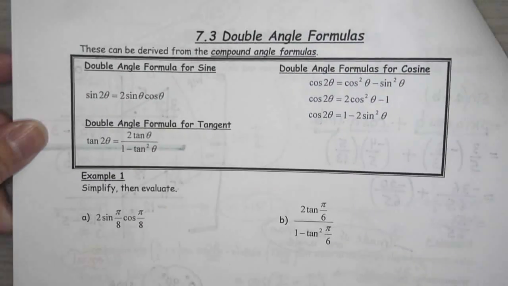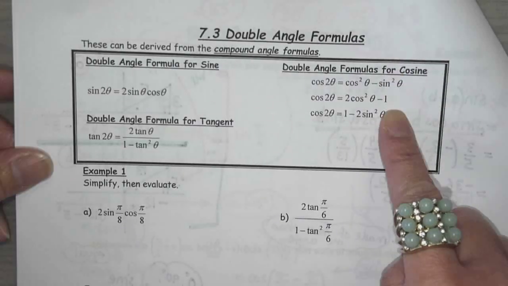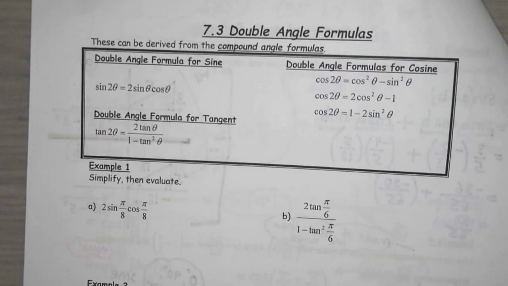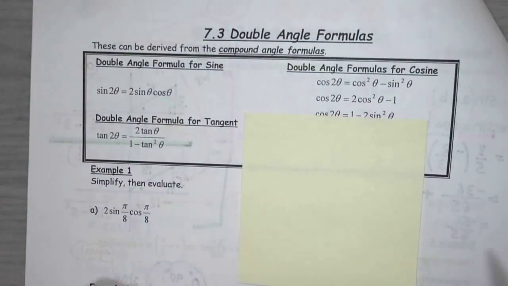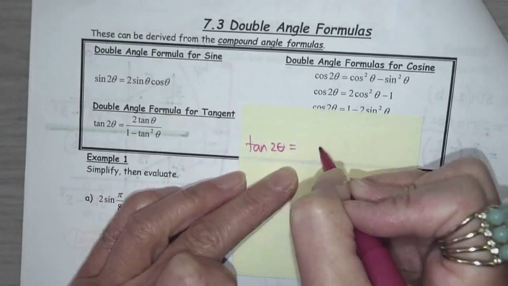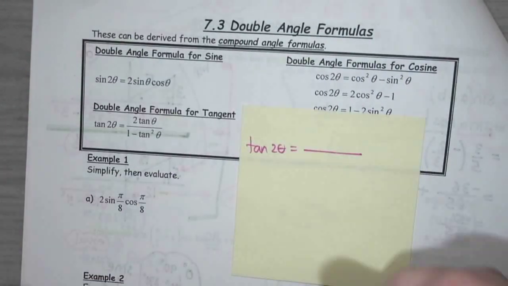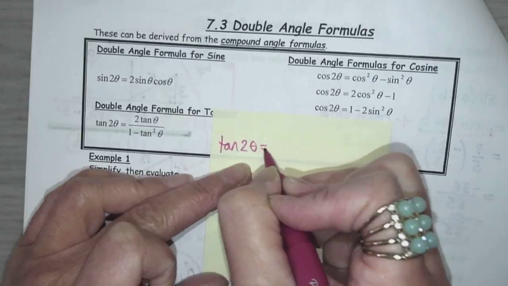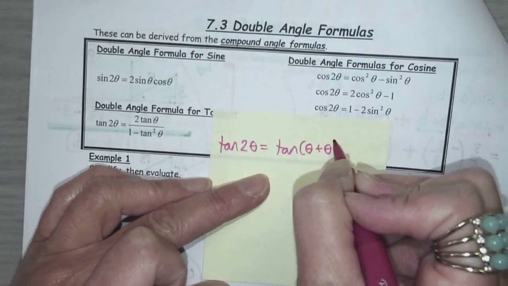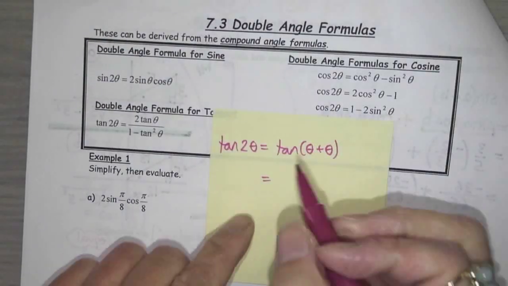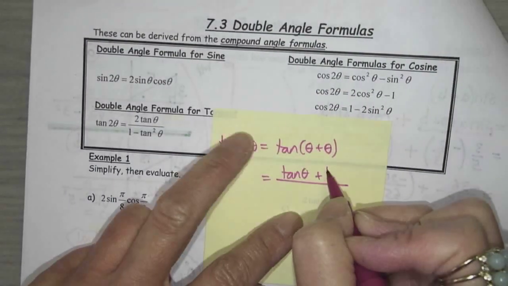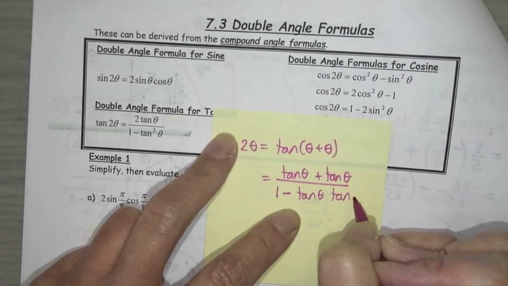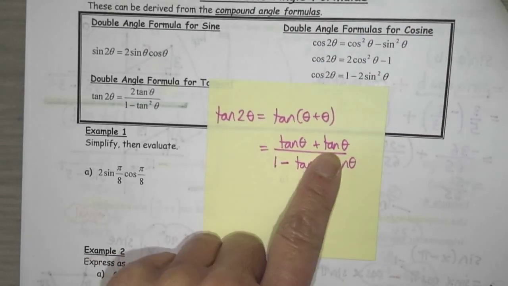So these are the formulas, right? For the cosine function, there are 3 variations depending on if they subbed in the Pythagorean identity. For the double angle formula for the tangent, if you remember the addition formula, tan 2 theta is tan of theta plus theta, and the formula for tan of a sum, again, you might not have this memorized, but it was tan theta plus tan theta over 1 minus tan theta tan theta, and then they just went, well, these are like terms.